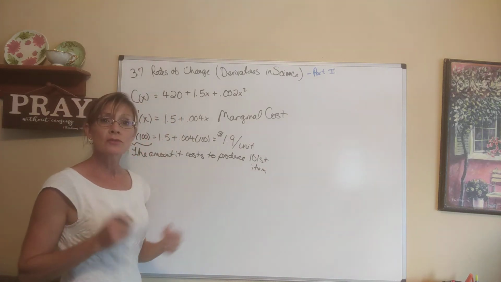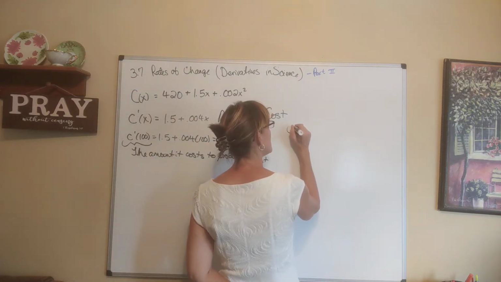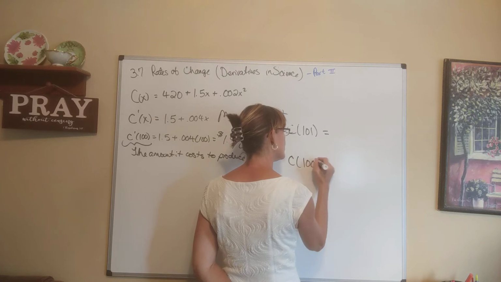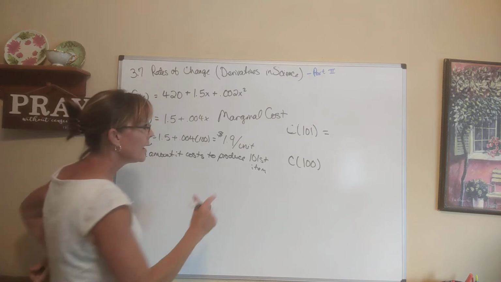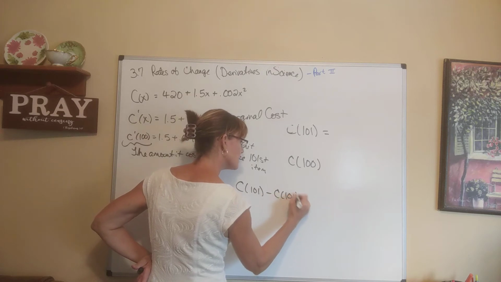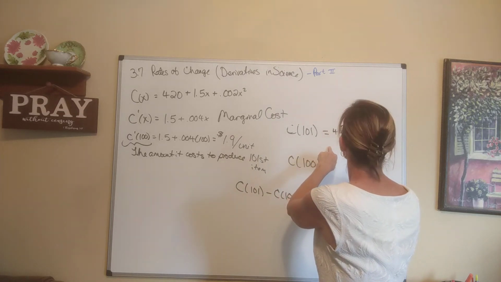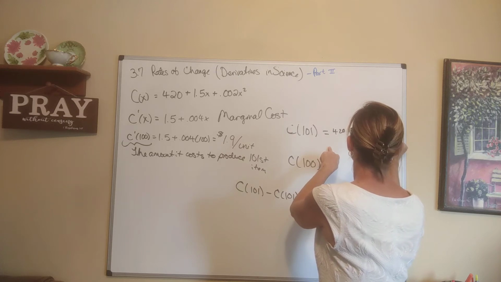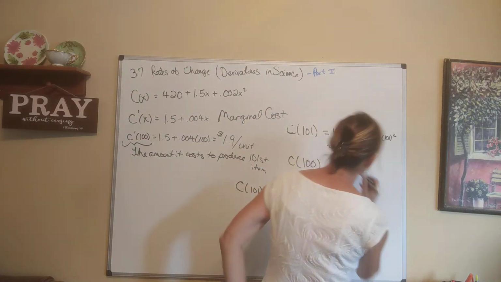Now, let's just straight up calculate how much it costs to produce the 101st item. How you would do that, you say, well, how much does it cost to produce 101 items, and how much does it cost to produce 100 items. How we can figure that out is not put it in the derivative, but just put it in the cost function, and then we'll subtract these two. So the cost of 101, we'll say 420 plus 1.5 times 101 plus 0.002 times 101 squared. And we're going to get a number there, and that number is 591.90.